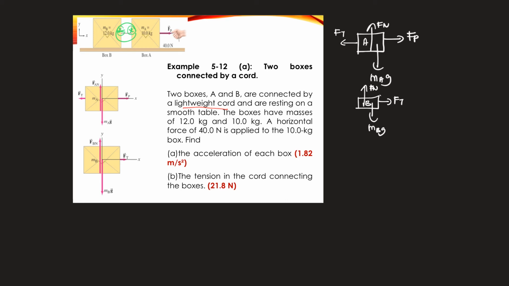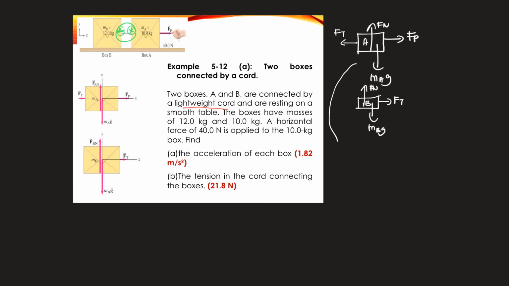The question asks you to find the acceleration of each box. If your cord doesn't break and is taut, then your acceleration is going to be the same for both objects. So for us to find this, definitely we need to come up with the equations.